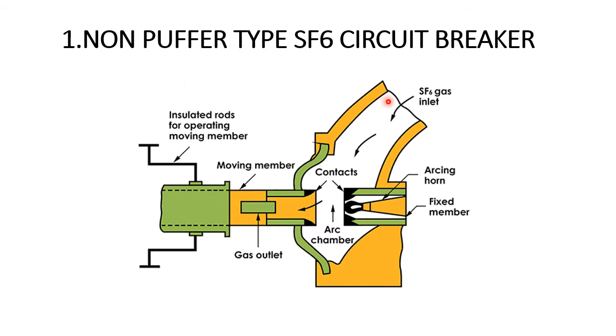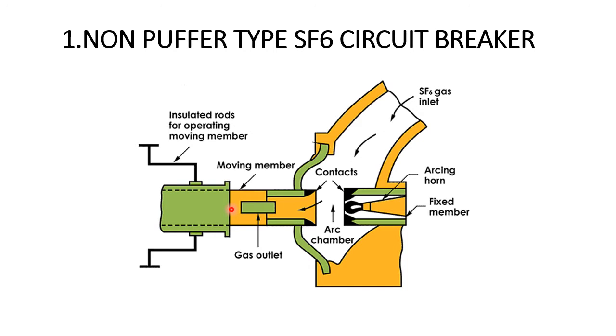Non-buffer type SF6 circuit breaker. So this has an interrupter part wherein the arc quenching process is going to take place. It consists of two contacts, the fixed contact and the moving contact. Both the contacts are hollow cylinders. The fixed contact has an arc horn as we can see in the figure. The moving contact has a rectangular gas outlet. It has some gas outlets over here. The outlet is used wherein the gas, after the process of arc extinction, moves out of these rectangular holes which are present on the moving contact.